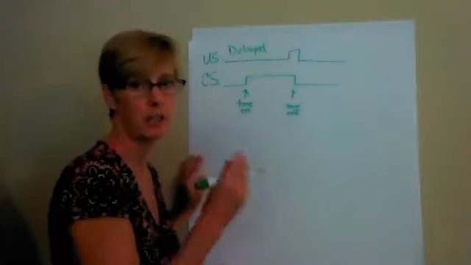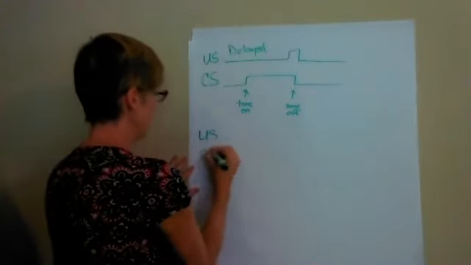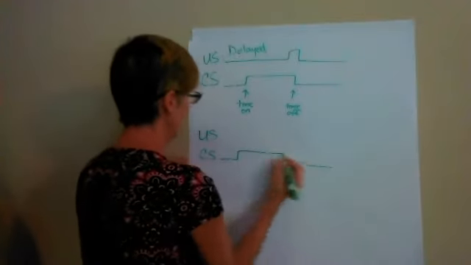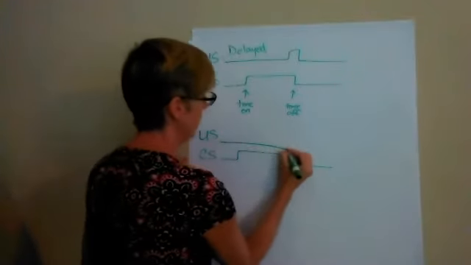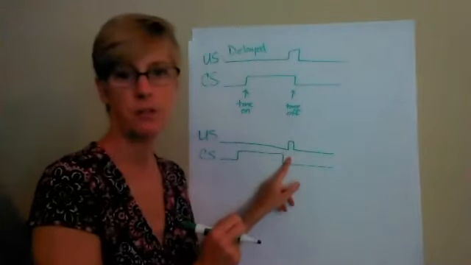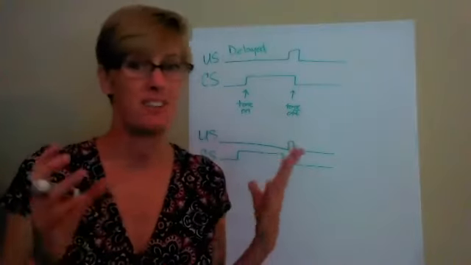So how would that look if we were to draw it with this kind of graph? Well, we would have our CS come on and turn off, and then the US would have to be presented just a little bit after the CS. Now, this can be a really short gap. I mean, a couple milliseconds or a second.